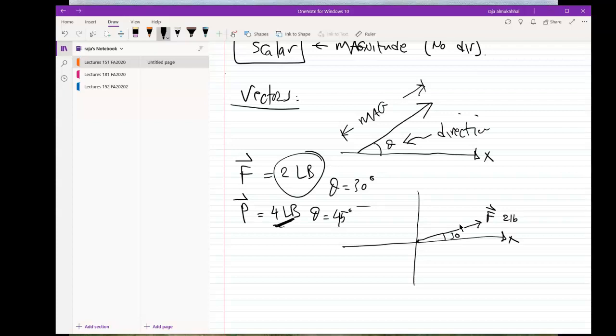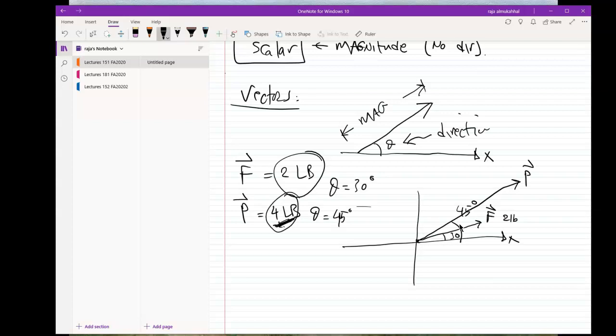The 45 is going to be what? It is 4 pounds, which is double the 2. So it's going to be double the length. I'll try to make it as much as I can. Here is about 2 here. Here's another 2. So it's roughly there. And you see what I'm saying, guys? And the angle here is 45 degrees.